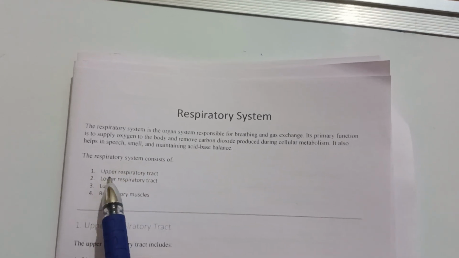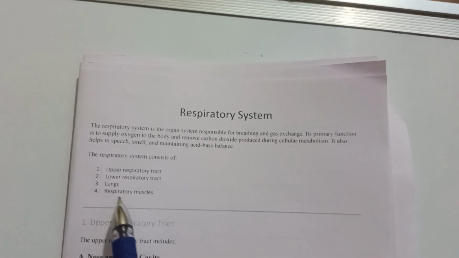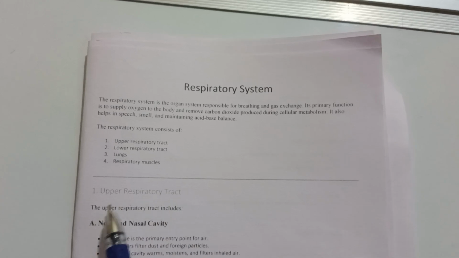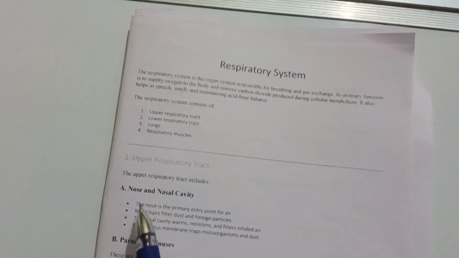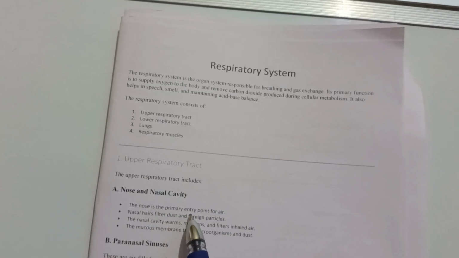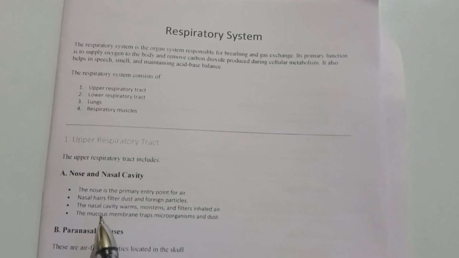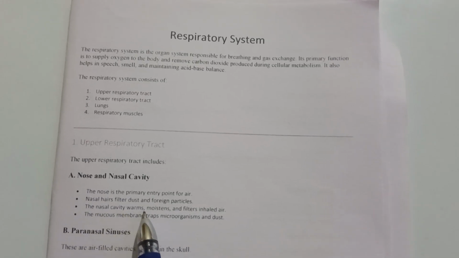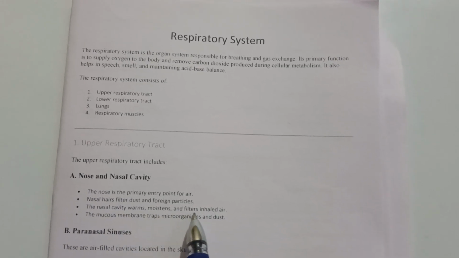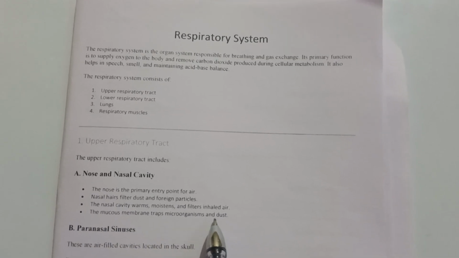Respiratory system consists of upper respiratory tract, lower respiratory tract, lungs and respiratory muscles. Upper respiratory tract includes nose and nasal cavity. The nose is the primary entry point for air. Nasal hairs filter dust and foreign particles. The nasal cavity warms, moistens and filters inhaled air. The mucous membrane traps microorganisms and dust.